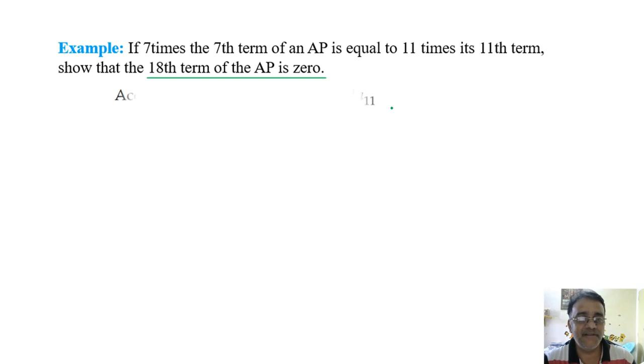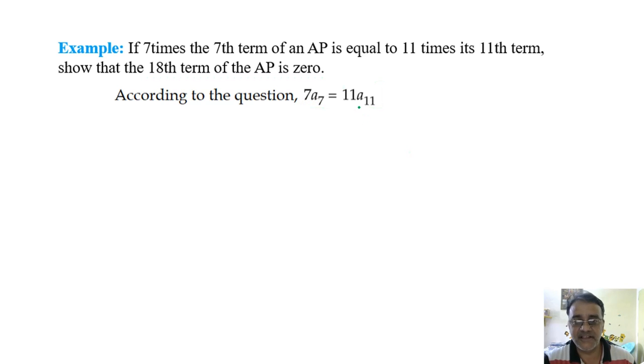Okay. So what is given is that 7 times the 7th term means 7A7. 11 times its 11th term means 11 into A11. Whether this is clear? Yes, sir. Okay, what is A7? A plus 6D. Very good. And what is A11? A plus 10D. Right, so we'll substitute A plus 6D, A plus 10D.